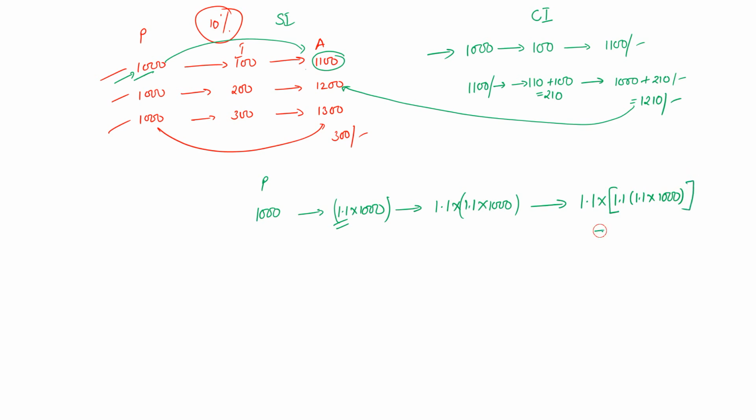So effectively, this becomes how much? You get 1,331. And in case of simple interest, it was only 1,300. So you can see a difference of how much? 31 rupees here. So this was beneficial for the bank or the person who's going to lend the money. That's the basic difference between SI and CI here.